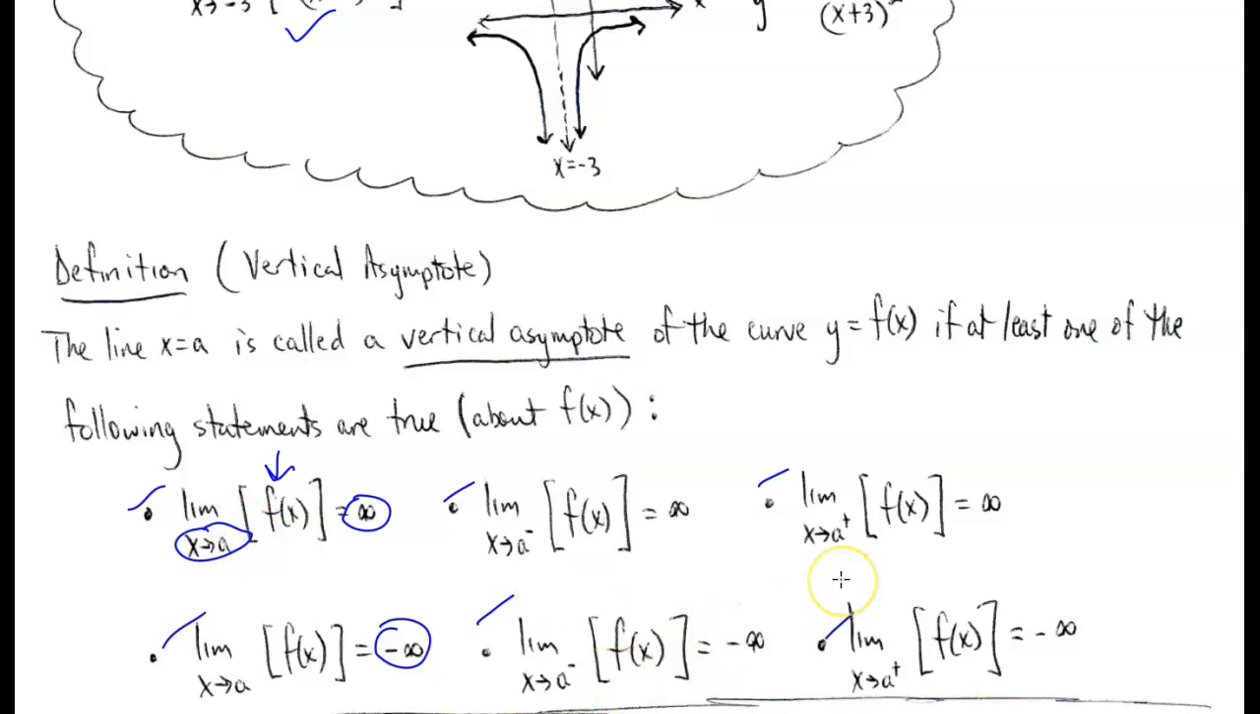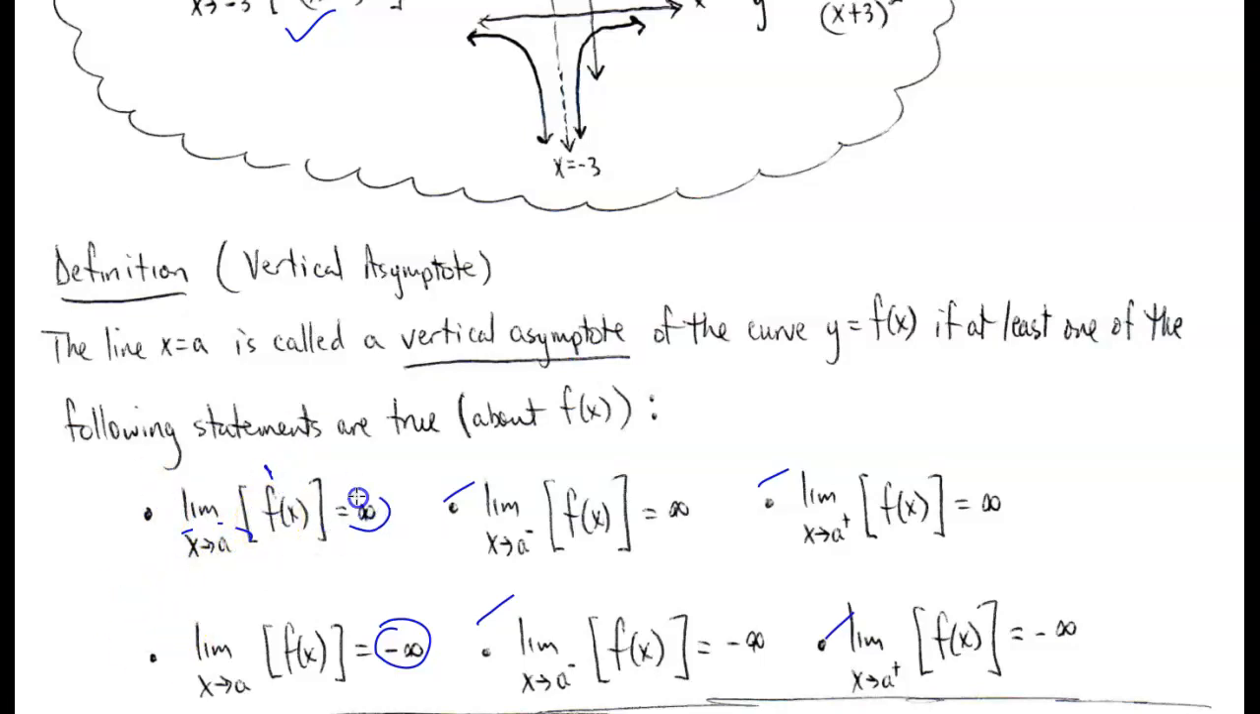Now the question is, are we talking about the left side behavior of that function at that vertical asymptote, the right-hand side behavior of that function at the vertical asymptote, or are we talking about both sides simultaneously? That is where our one-sided limits come into play to be able to make that distinction.